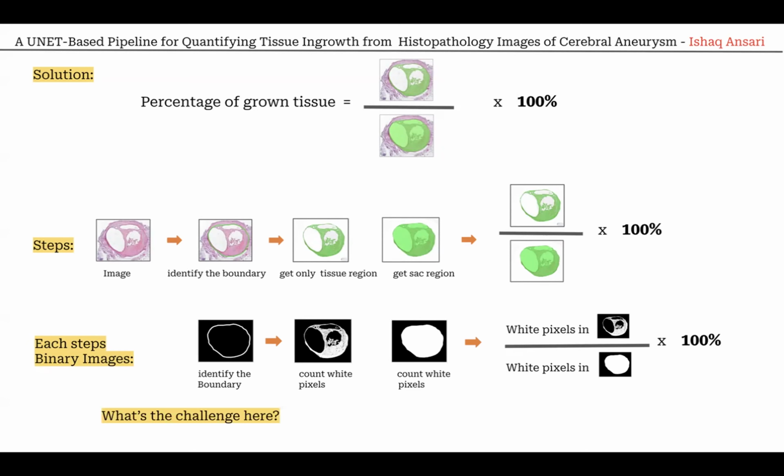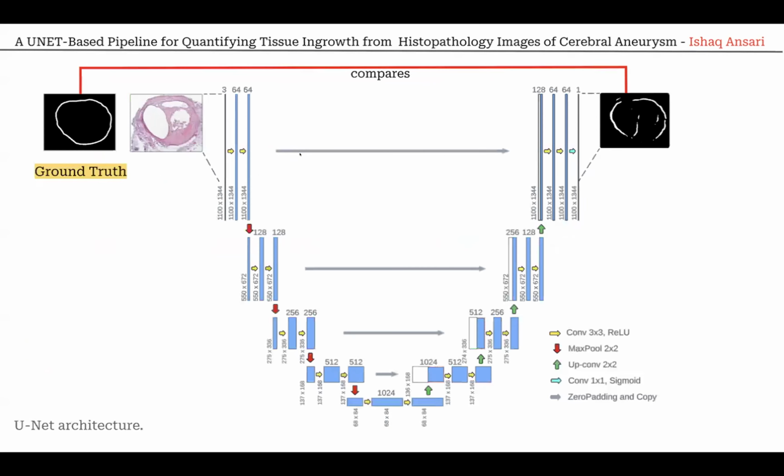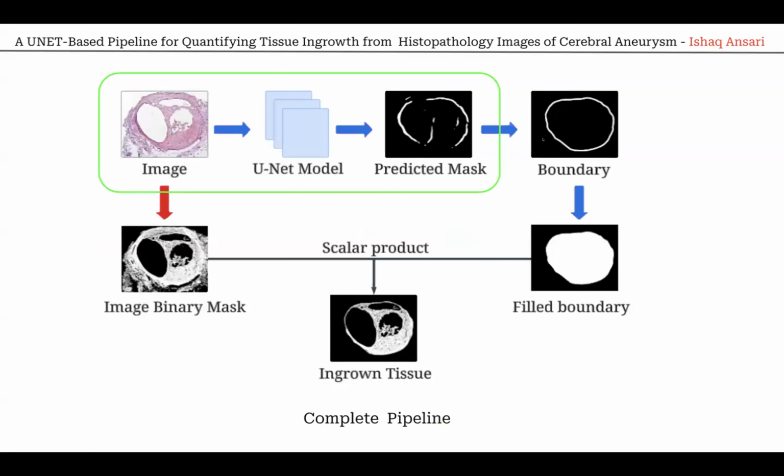So what's the challenge here? It's finding the boundary. To find the boundary, we used a UNET-based pipeline to predict the boundary. And once we predict the boundary, we can use some post-processing techniques to get the sac zone and then do a scalar product to get the ingrown tissue area.